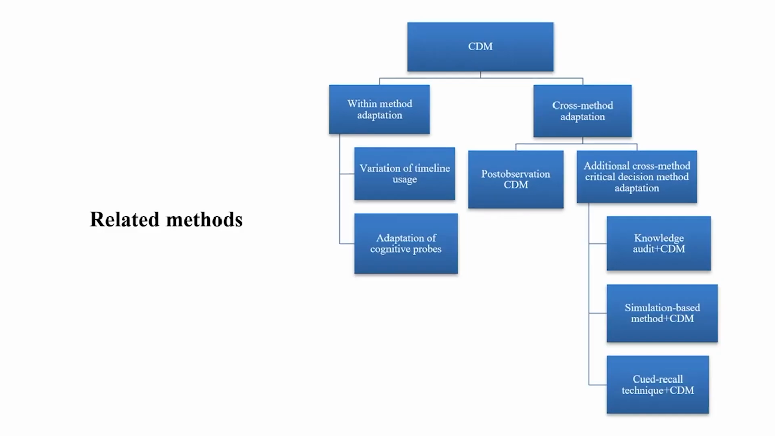So, let us understand what the connected methods are and how we actually take help from each other to conduct the whole process. Mainly I will say within method adaptation and cross method adaptation. I will describe them in detail. Within method we have two majorly: variation of timeline uses, because once we have a specific timeline, how do we change the timeline and the decision making, and second is the adaptation of the cognitive probes.